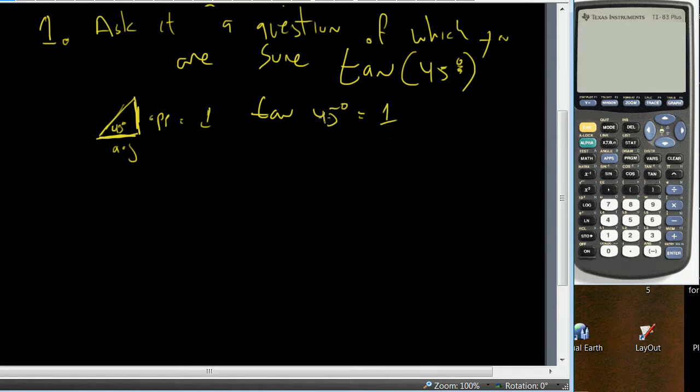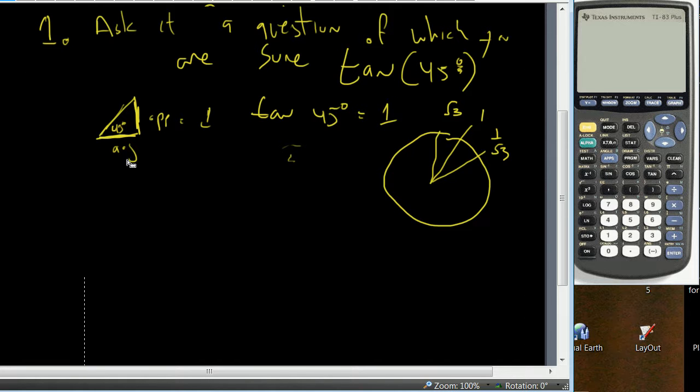That's how you can approach that very quickly, very early with kids, especially if you go out at the right time of year and look at the sun. But as you progress, hopefully kids will have learned a lot more than that. They would have learned the tangent of 45, the tangent of 30 and the tangent of 60 as a pattern, 1 over the square root of 3. That's how you start to play around and build on some basic information on a calculator. So you ask it a question of which you are sure is the first thing you do.